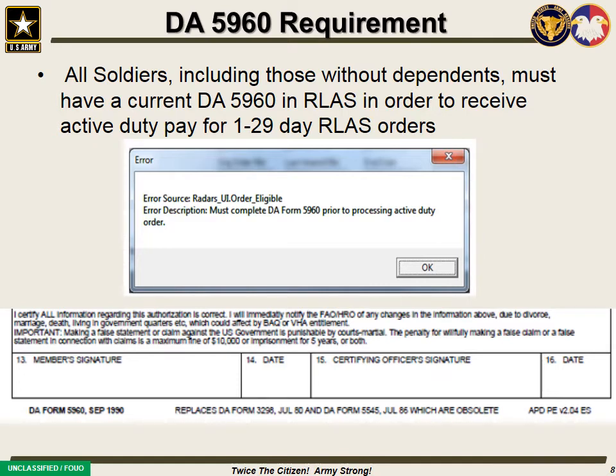You must upload the DA Form 5960 and supporting documents to IPERMS, making sure to provide a copy to the soldier for their records. Uploading the certified DA Form 5960 to IPERMS is critical as there is no ability to store the signed DA Form 5960 in RLAS. The DA Form 5960 is a required document in IPERMS and must be retrievable from IPERMS for audit readiness compliance.